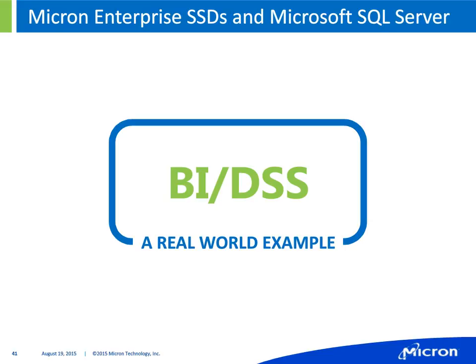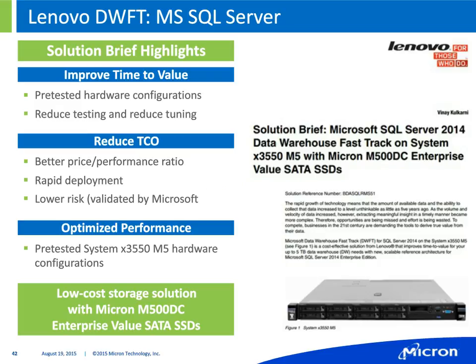So again, we're still focused on business intelligence decision support systems, and I wanted to call out Lenovo. Lenovo has a data warehouse fast track focused on SQL Server. It's a reference architecture that uses another one of our enterprise SSDs, the M500. The biggest difference with the 500 DC versus the 510, the 500 DC is focused at more of a mixed workload. The 510 is focused more on a sequential workload. The 500 DC has a greater write endurance, so it's more of a read-write usage model. 510 DC is more of a read heavy, write light.